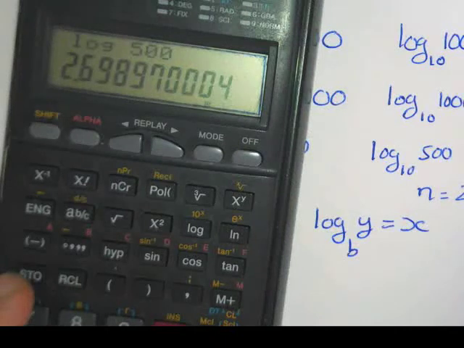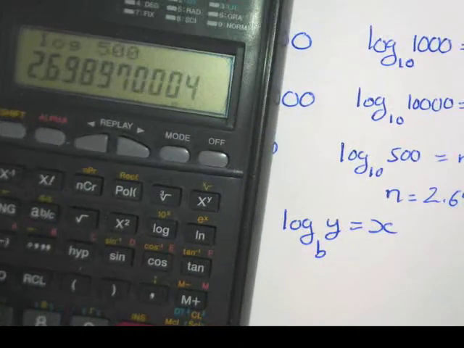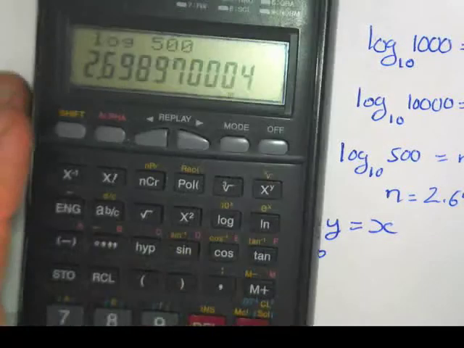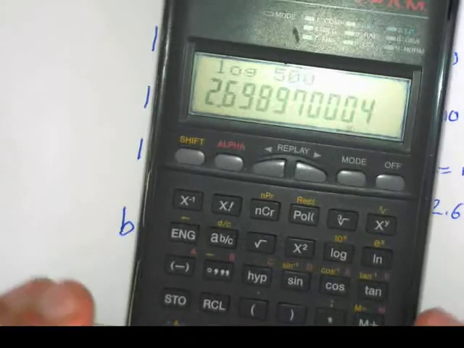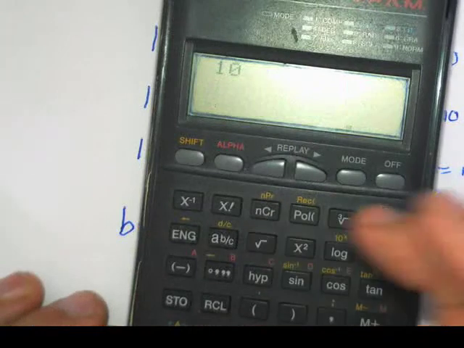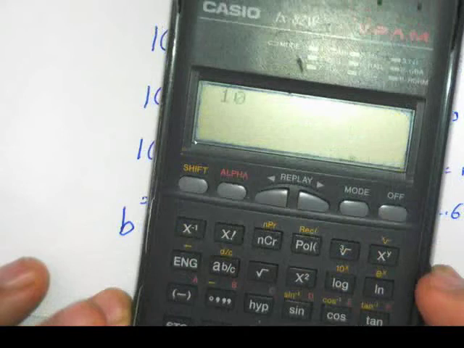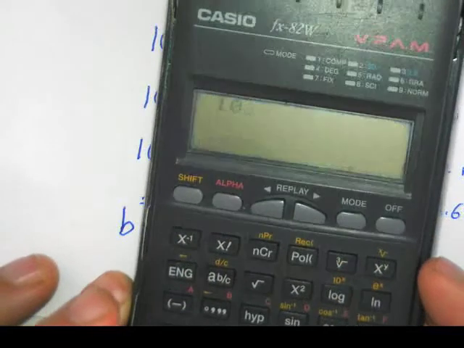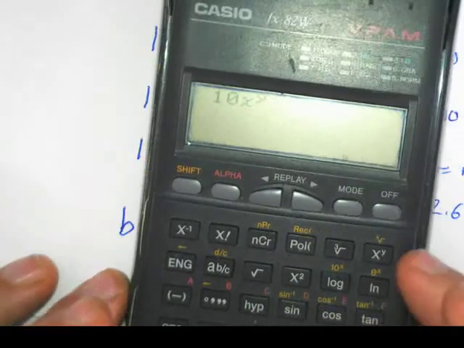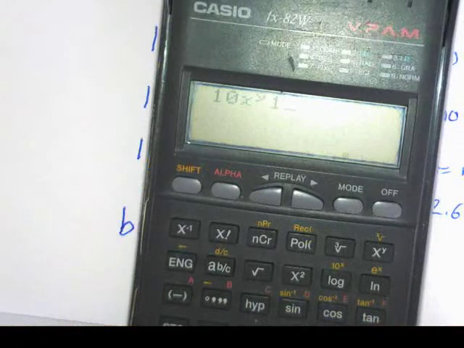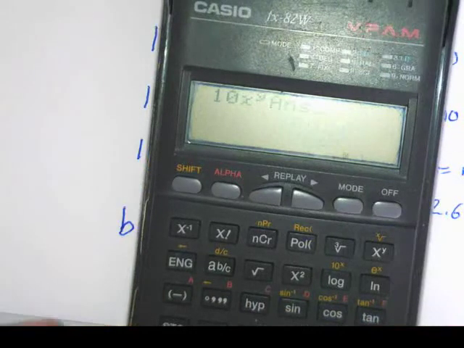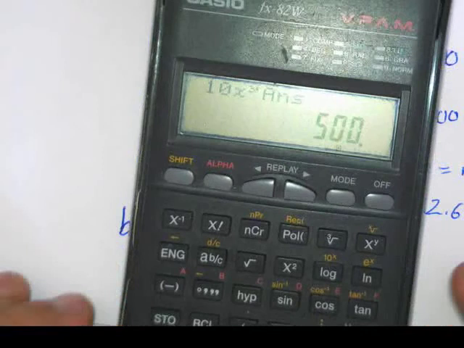It depends if the question asks you for the right number of figures, but I'm just going to try you a little trick. I'm going to go 10 to the power of the answer. Okay, so 10 raised to the power of, where's my raised to the power of button? Oh, there it is. 10 raised to the power of answer. Of course I get 500. Right, so that's the way you can check that.